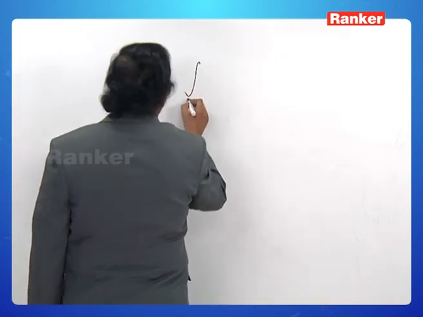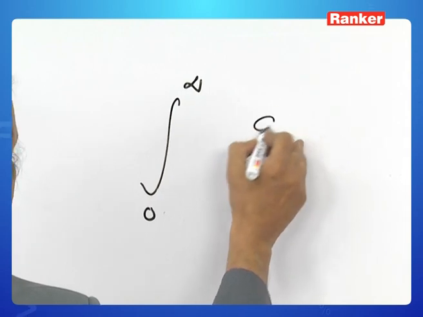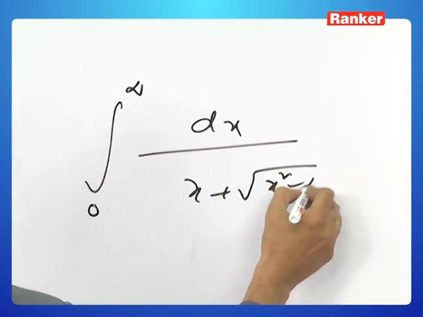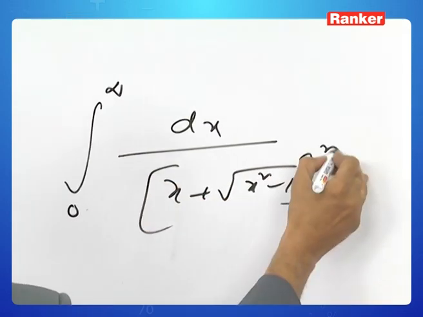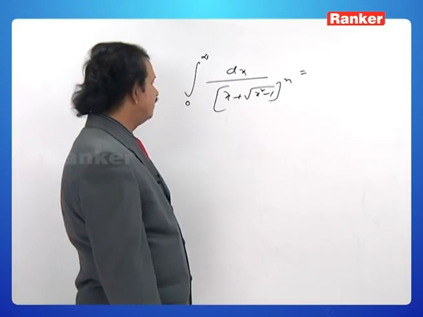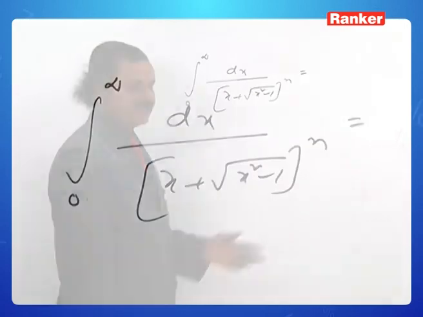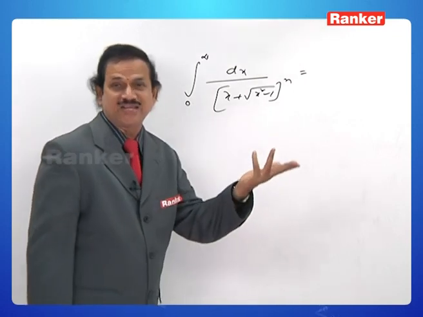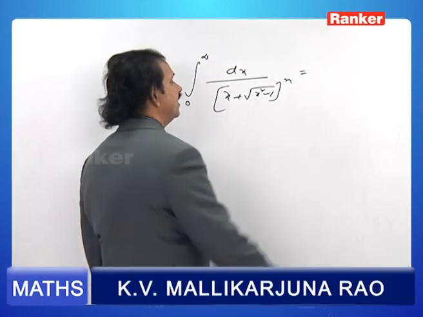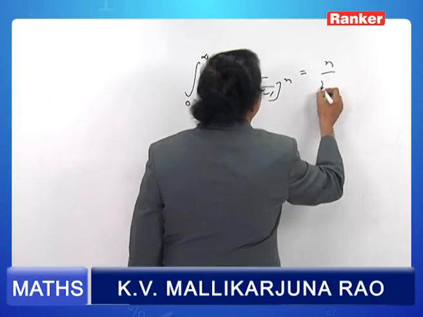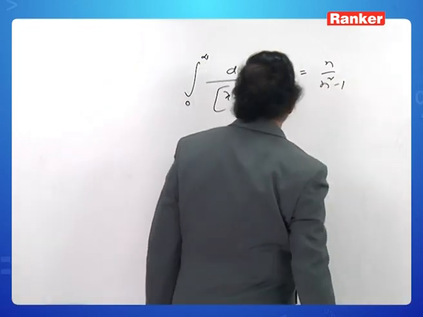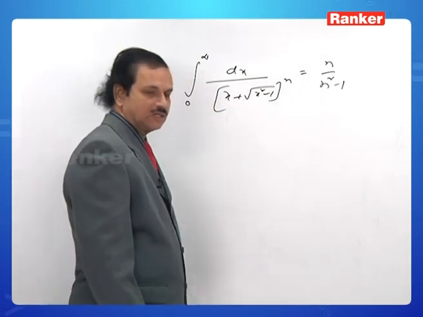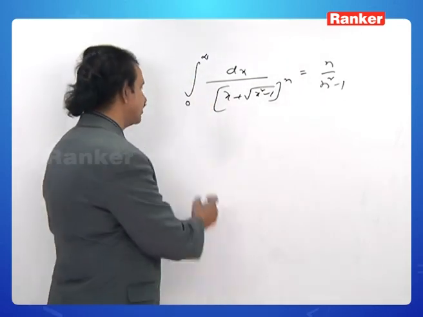Next one. Integral 0 to infinity dx by x plus square root of x square minus 1 whole to the power of n. This can be achieved in so many ways. You can take x as secant theta, or x plus square root of x square minus 1 as t, like that, and the ultimate answer is n by n square minus 1. Ultimate answer is n by n square minus 1. So you please remember it.